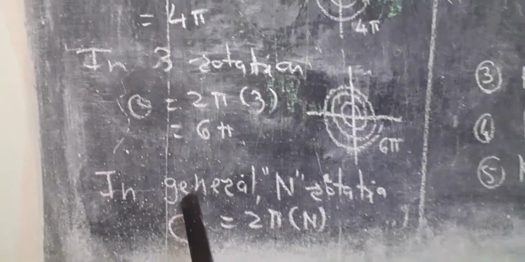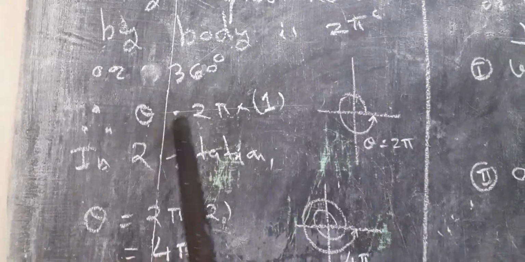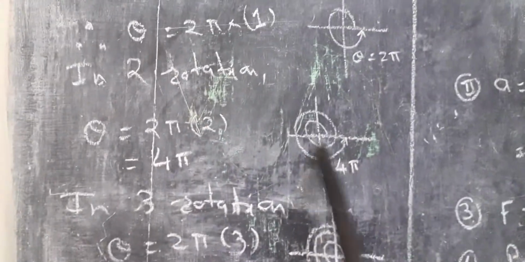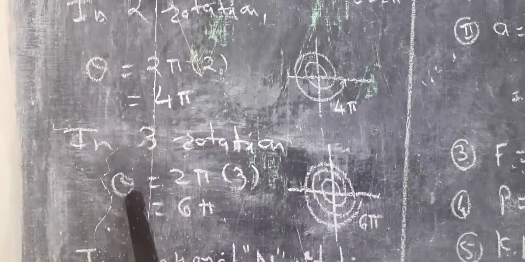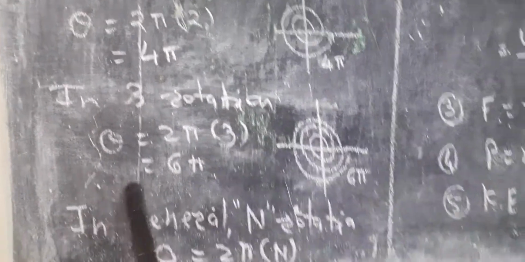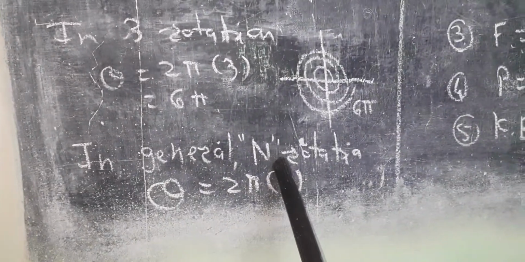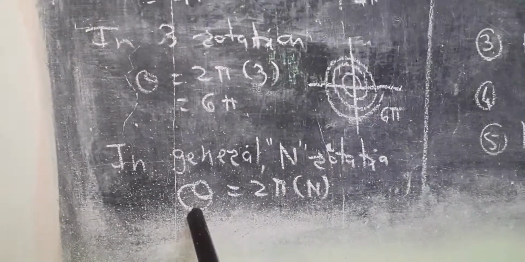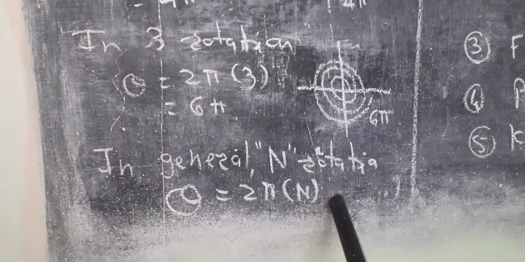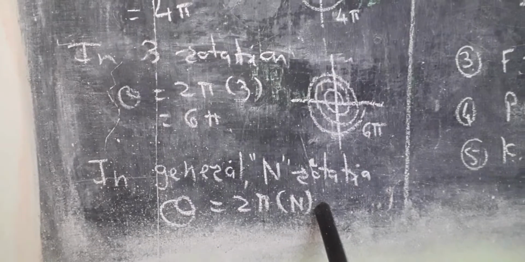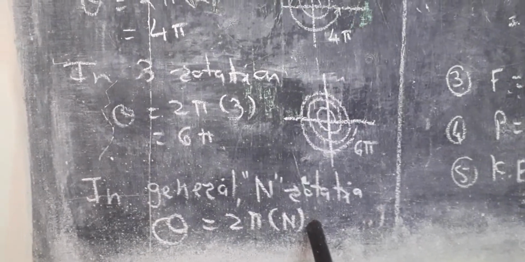In general, suppose there are n rotations: one rotation 2 pi into 1, two rotations 2 pi into 2, three rotations 2 pi into 3, is equal to theta. In n rotations, so n rotations are there, we get theta is equal to 2 pi into n. So we should know this angle while solving some examples.